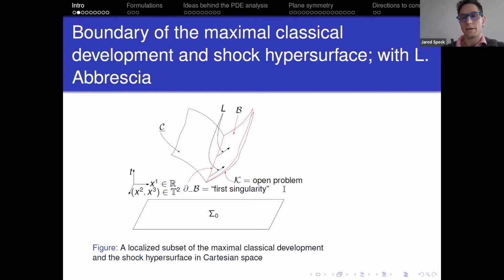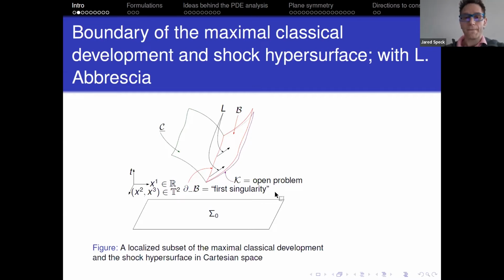Now, what about this hypersurface K? So this is the open problem. K will eventually, hopefully when Christodoulou releases the next mammoth monograph from the sky, K will be what is called the shock hypersurface. Okay, what is this?